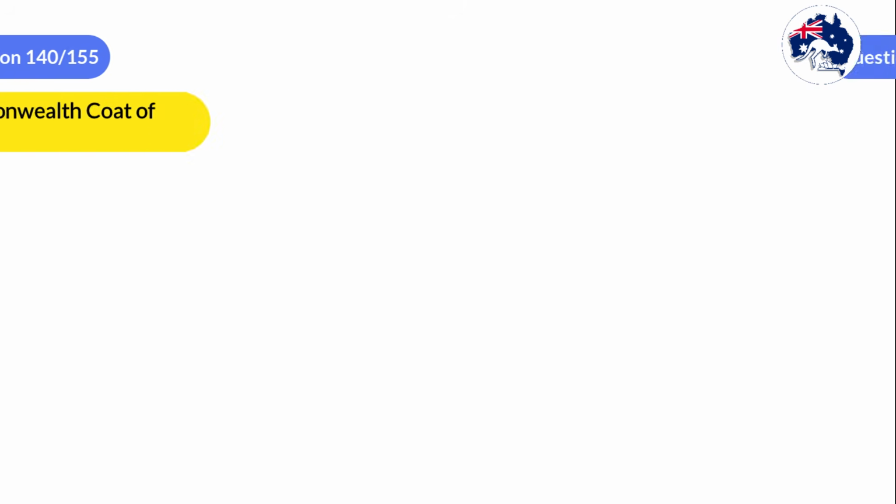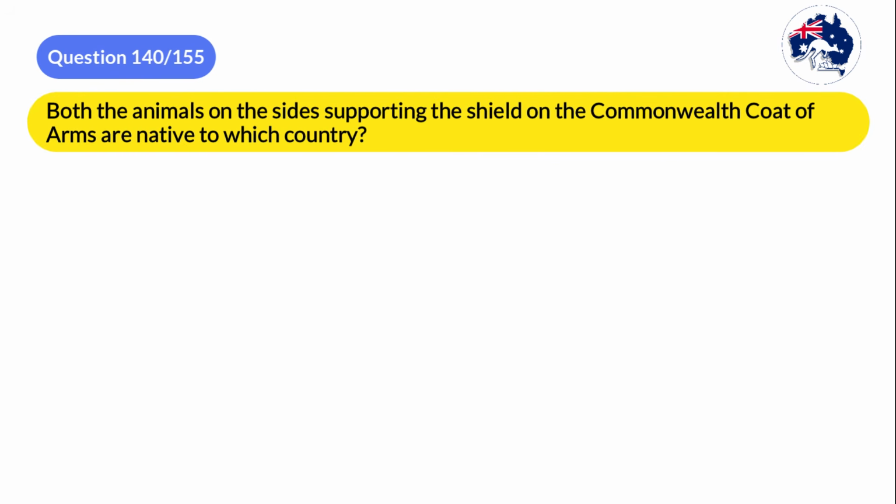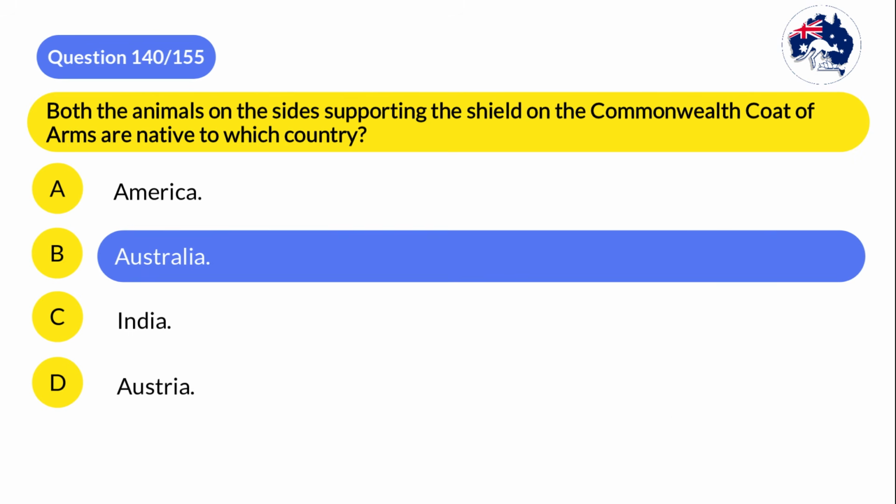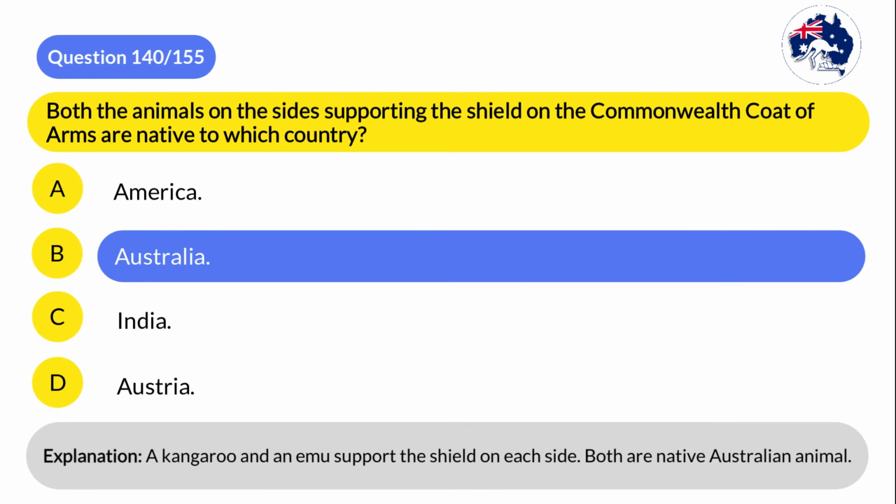Question 140. Both the animals on the sides supporting the shield on the Commonwealth coat of arms are native to which country? A. America. B. Australia. C. India. D. Austria. The correct answer is B. Australia. Explanation: a kangaroo and an emu support the shield on each side. Both are native Australian animals.